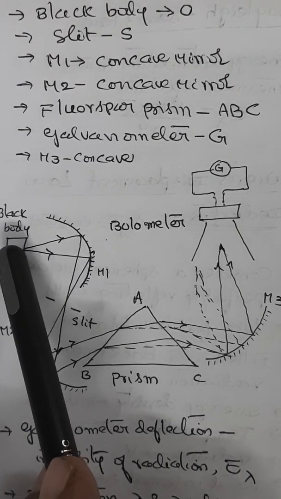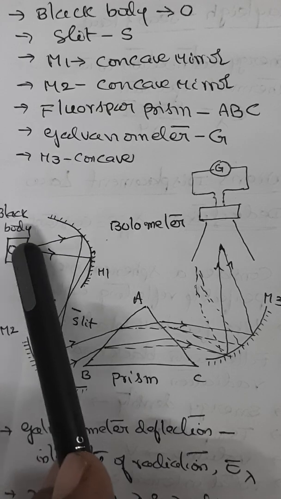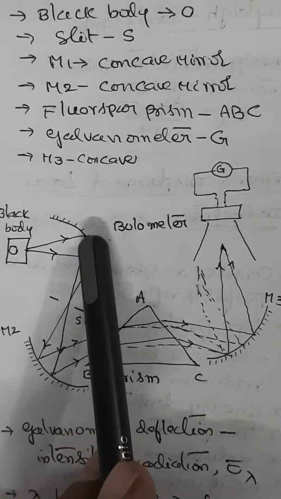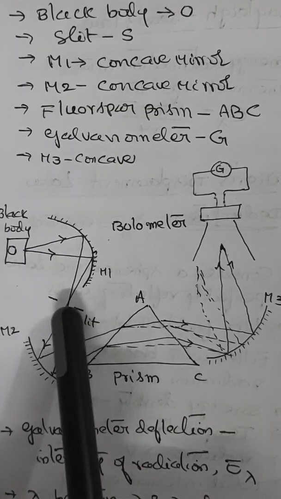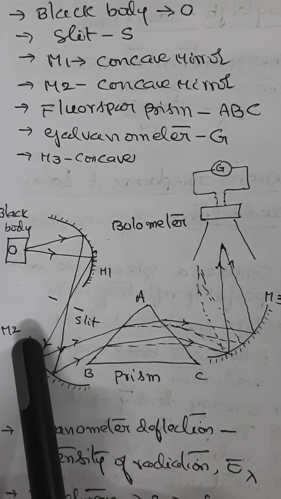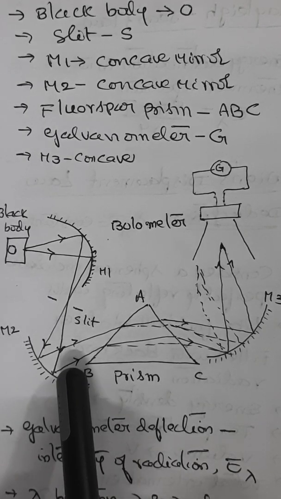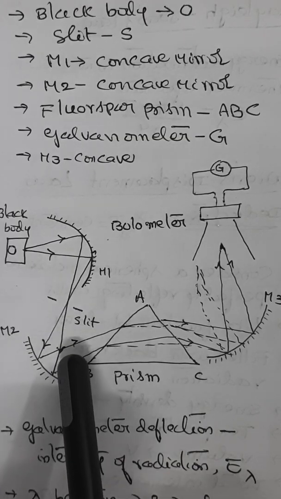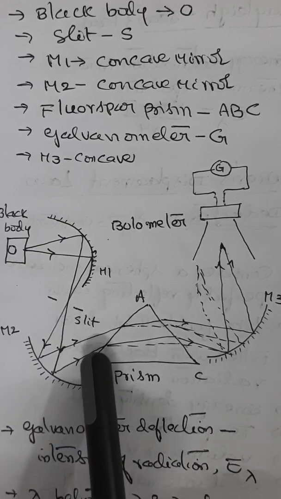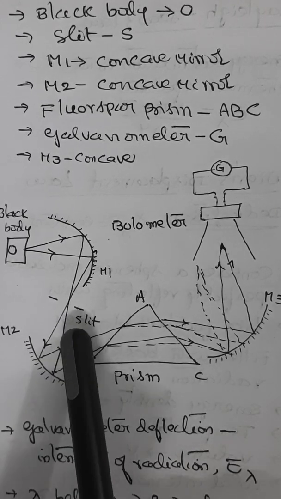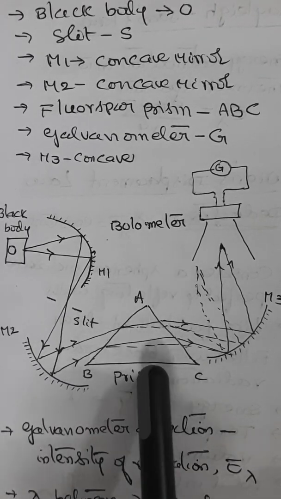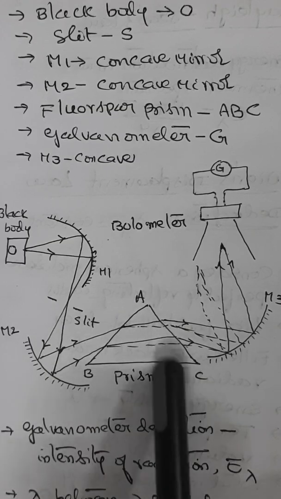The radiation from a black body was focused on a slit S by a concave mirror M1. The slit here is placed at the focus of another concave mirror M2, so that the radiation after reflection from mirror M2 becomes parallel. So the parallel beam of radiation is allowed to be incident on a fluorspar prism ABC.